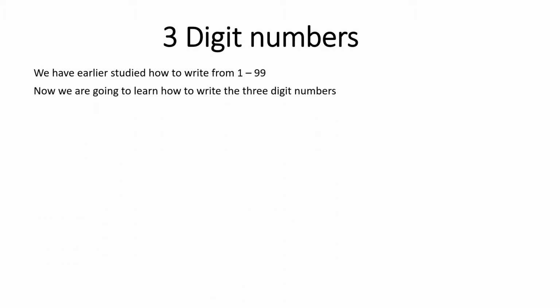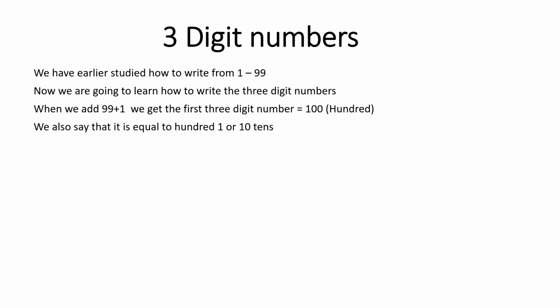As we all know, after 99, when we add 1, we get the first three-digit number, that is equal to 100. It has got three digits, that is why they are called three-digit numbers. The first three-digit number is 100. Then it goes on 101, 102, and it goes on up to 999. And we can also say that 100 is equal to 100 ones or 10 times of tens.